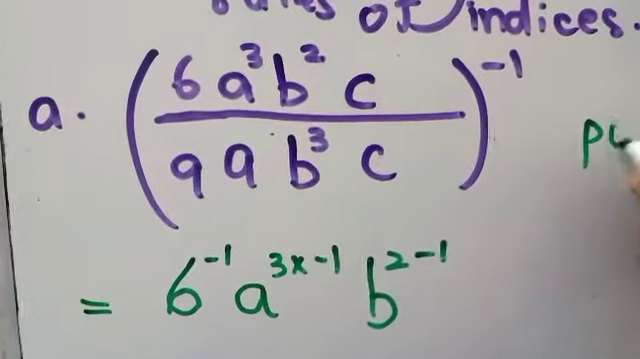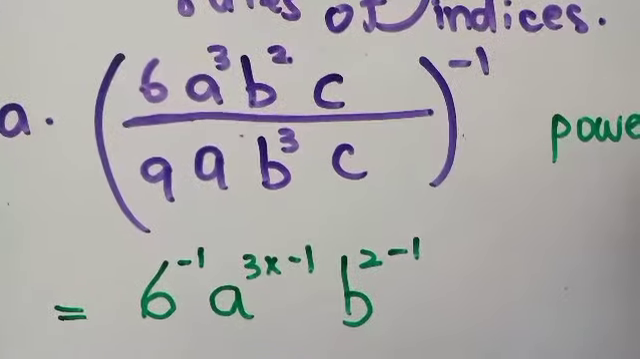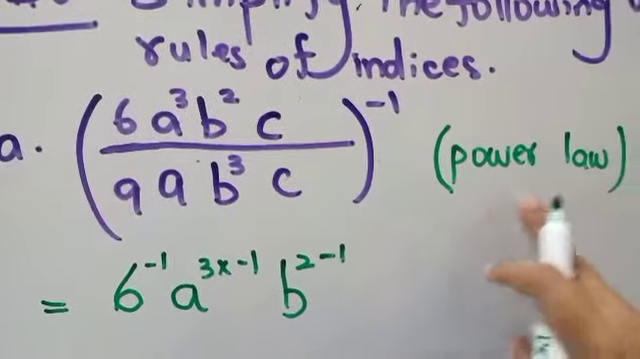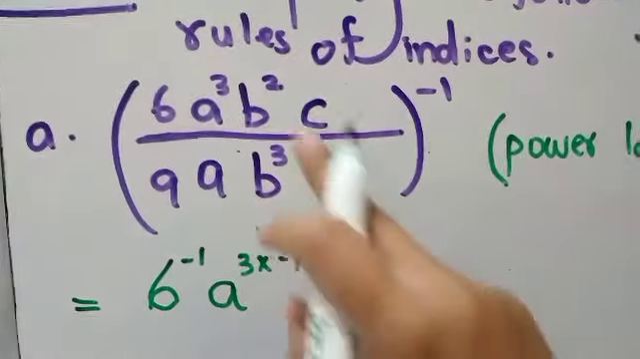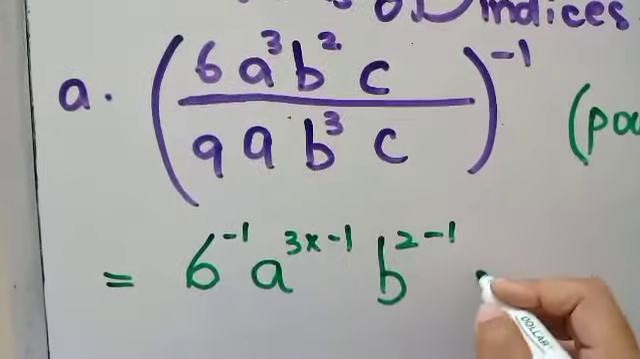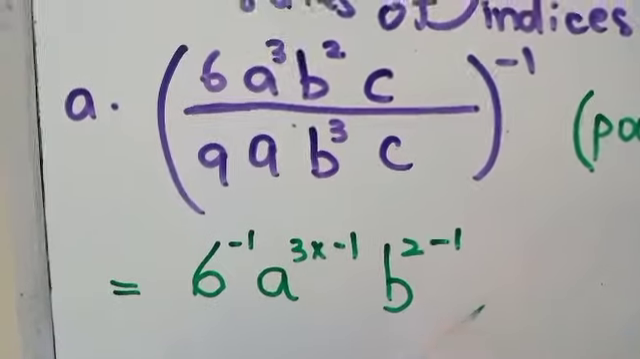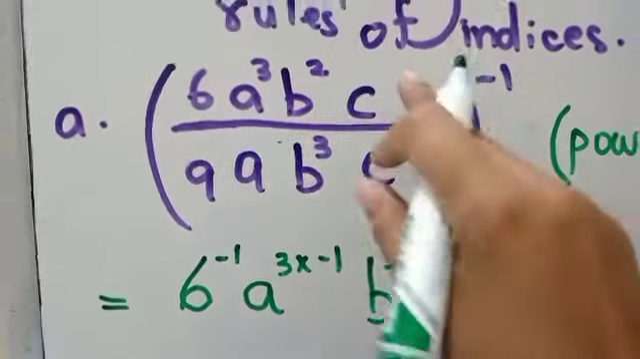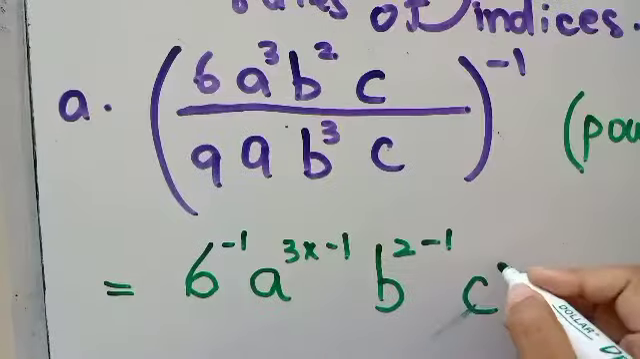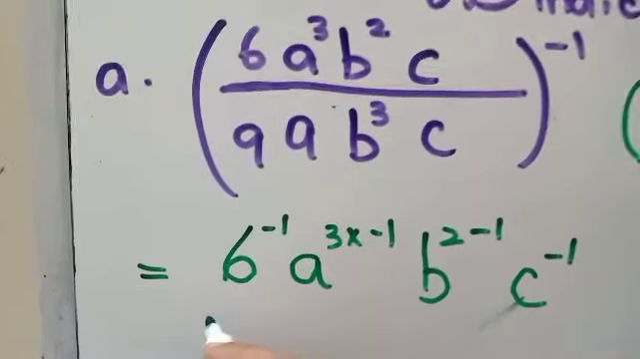I am simply applying the power law here. I am not doing anything else. Power law says that a power raised to another power is simply multiplied. Then it's C. No power, power 1 is here. 1 multiplied by minus 1 gives me minus 1. I will simply write it.